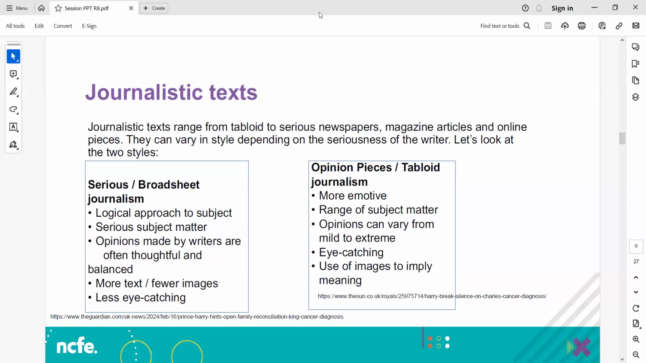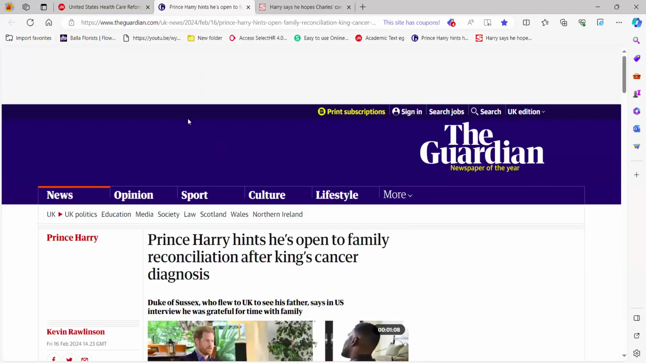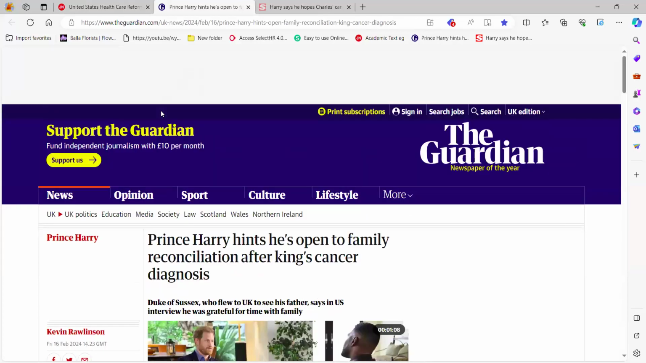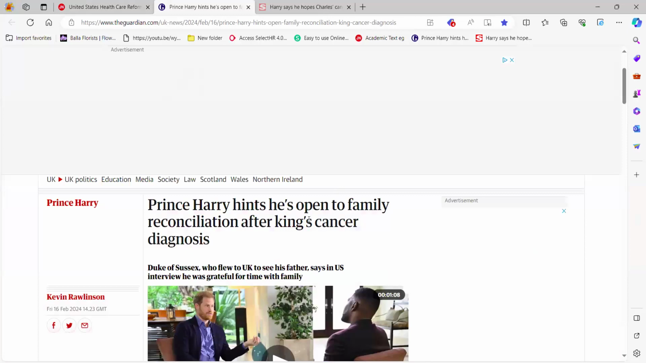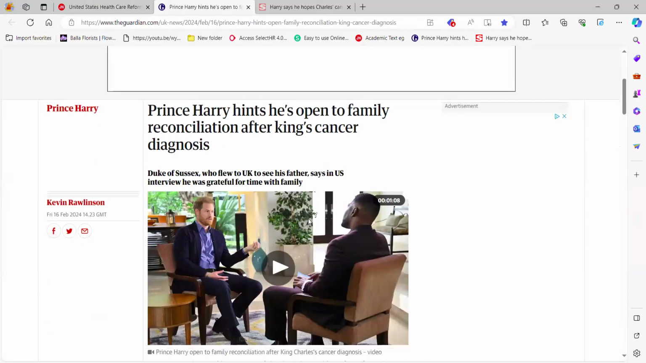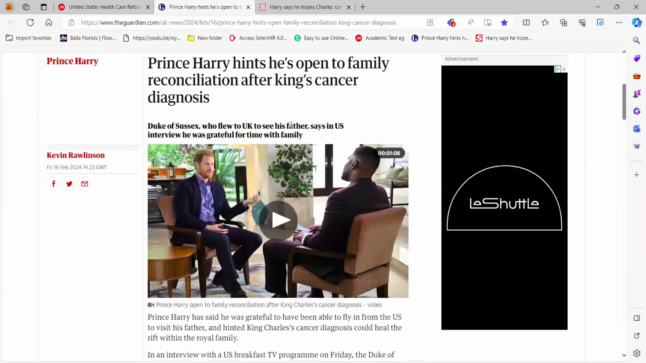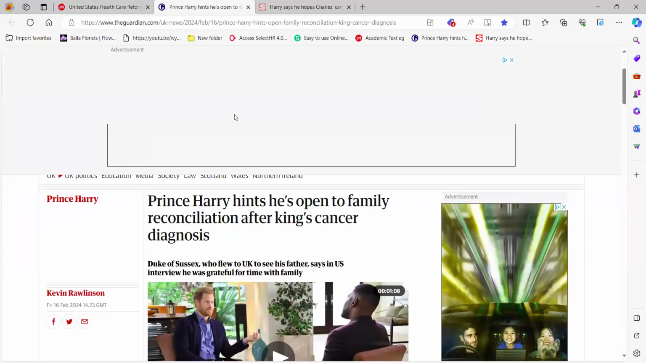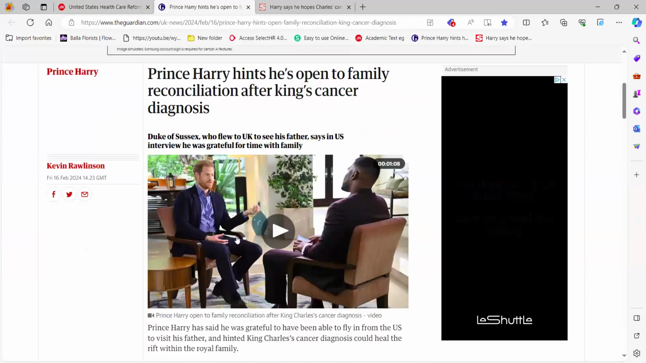So the first one is the broadsheet. Can you all see the Guardian? Or if you can't see the Guardian, let me know. So you should be able to see that. I'm just sharing my screen. And we look at the headline: Prince Harry hints he's open to family reconciliation after King's cancer diagnosis. So we're looking at an online version, but this would be the same story in the print version of the Guardian.